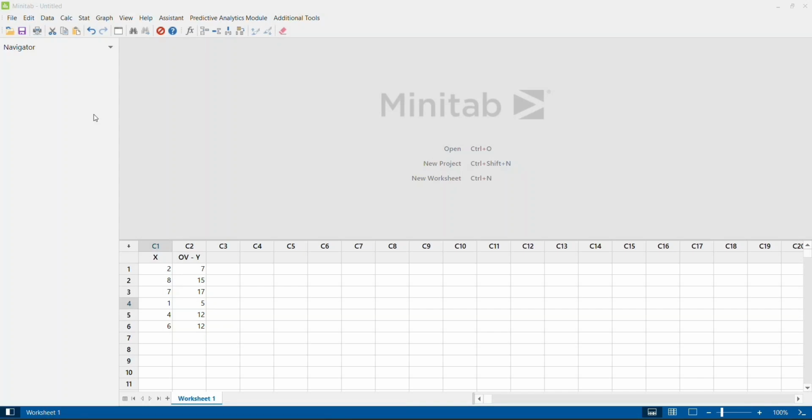For each of the concepts I explained, there is a video that we have already posted. I will share the link in the description, so it becomes easy for you to understand these concepts before moving on to this video, where we will talk about how to perform simple linear regression in Minitab.